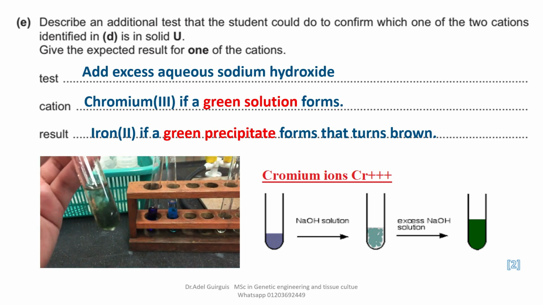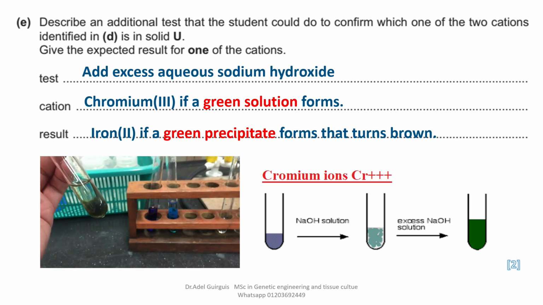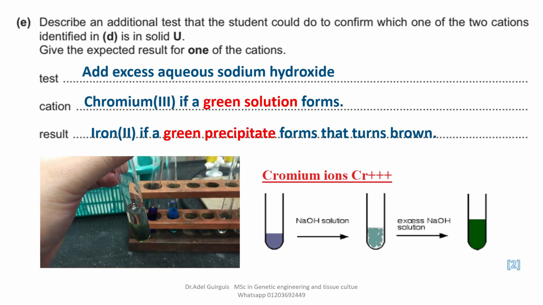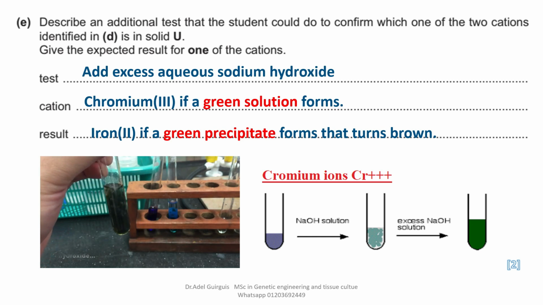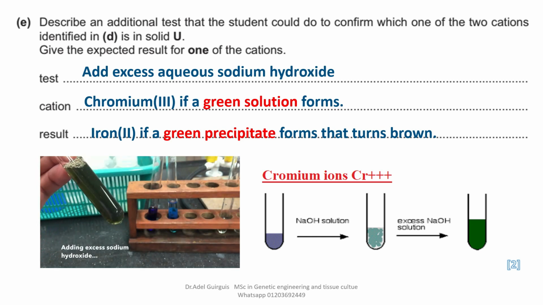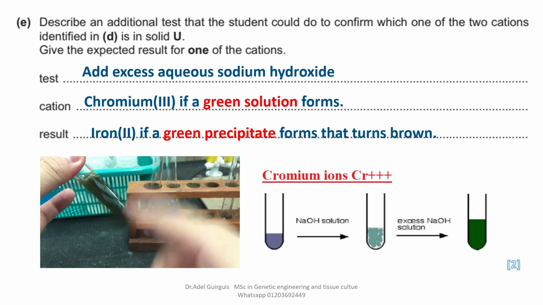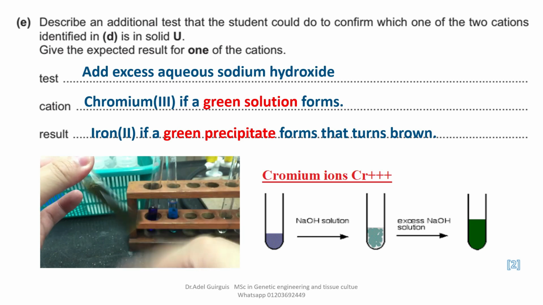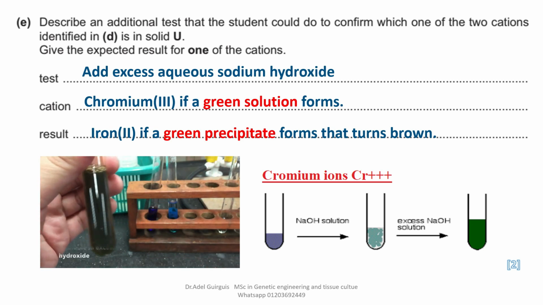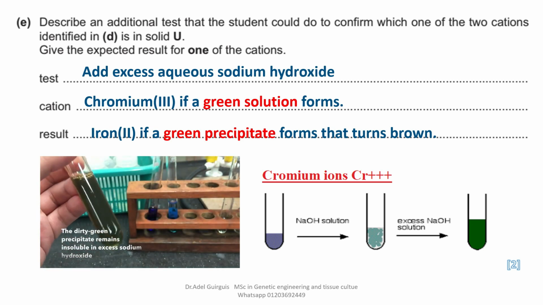Okay, here dropwise, then dirty green precipitate forms. When we add excess sodium hydroxide, what would happen? Look, okay, now add sodium hydroxide, excess sodium hydroxide. What would happen? Look, the precipitate remains, okay, insoluble. This indicates presence of iron 2 ions.